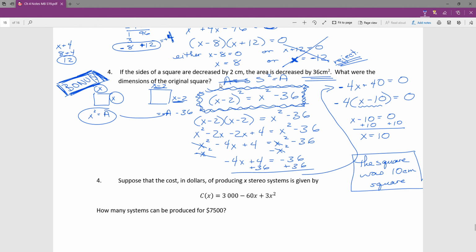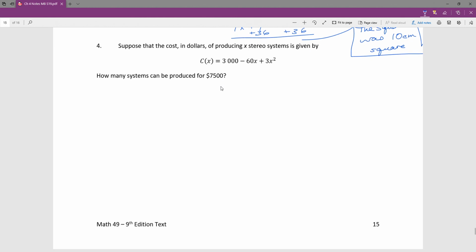The next kind down here is another one that sometimes happens. So we've had our integer problems, we've had our geometry problems. Now we have one of these where you're given the equation. So it's kind of like what I was saying before. You don't have to come up with the equation sometimes, but you do need to use it. So this one is saying, suppose the cost in dollars, so that's what C of X is talking about. This is the cost of producing a certain number of stereo systems. So X is the number of stereo systems. And then this one, that tells us what X is representing.